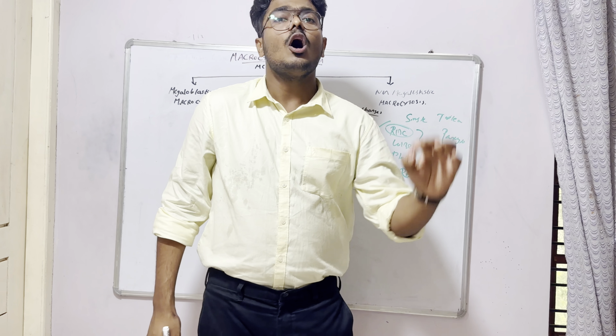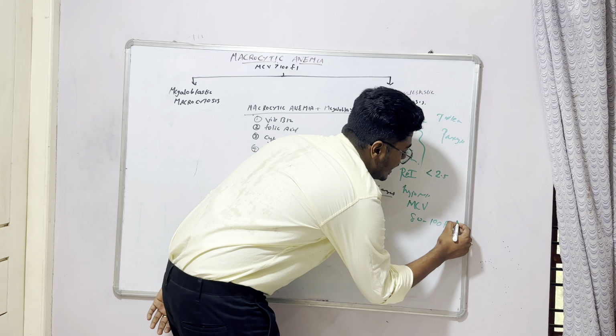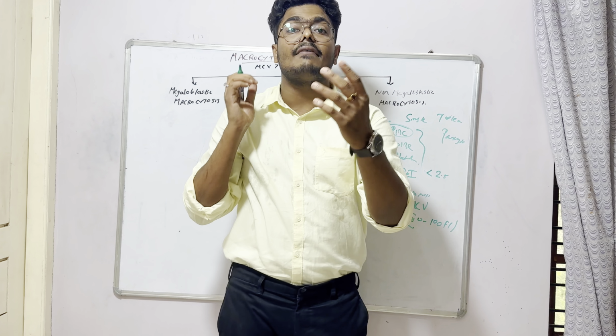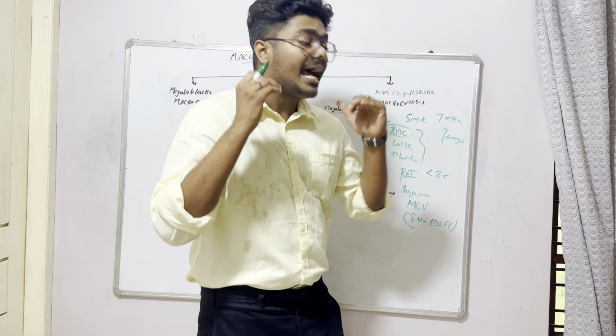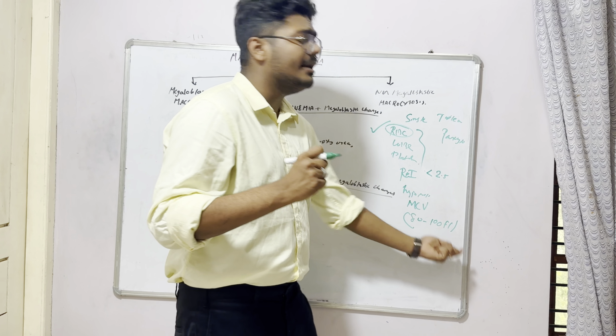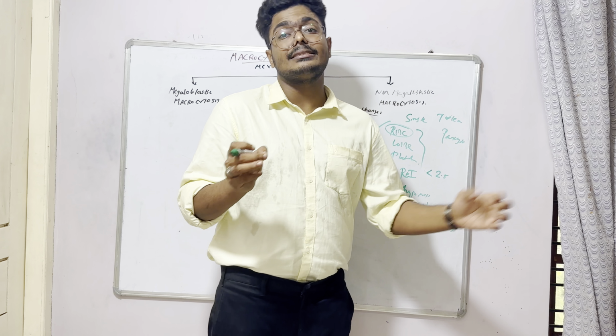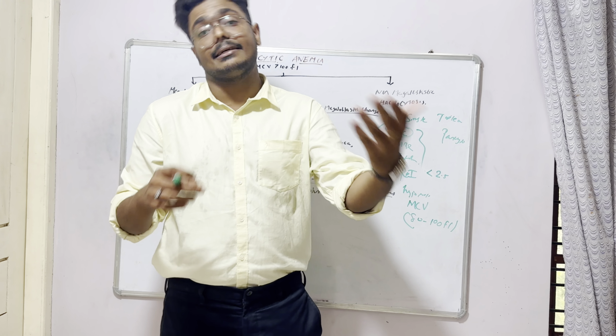After getting hypoproliferative anemia, you have to check the mean corpuscular volume. 80 to 100 femtoliter is the normal mean corpuscular volume. If it is less than 80, you will say it is microcytic. 80 to 100, you will call it normocytic. And greater than 100, you will call it macrocytic.